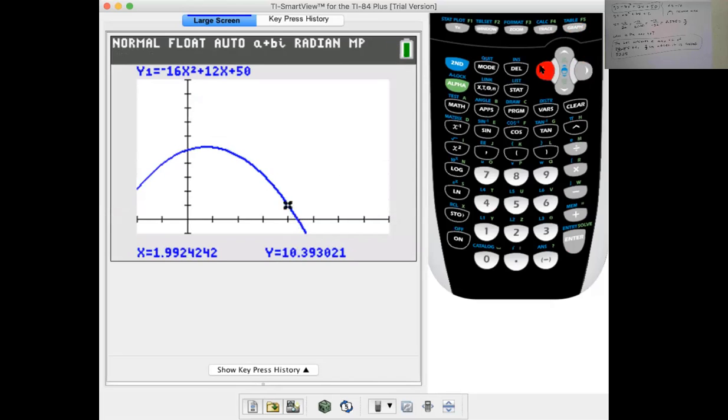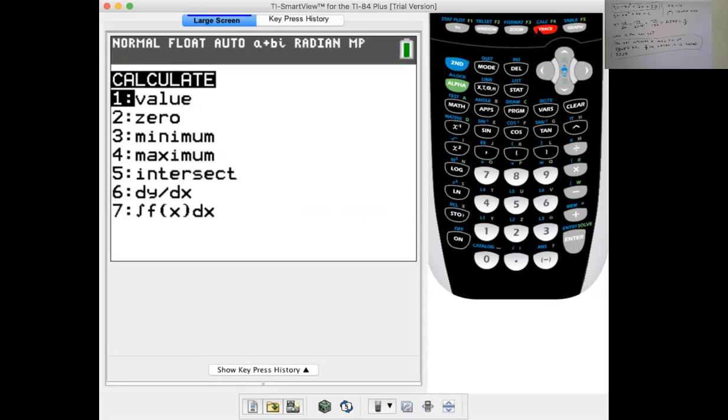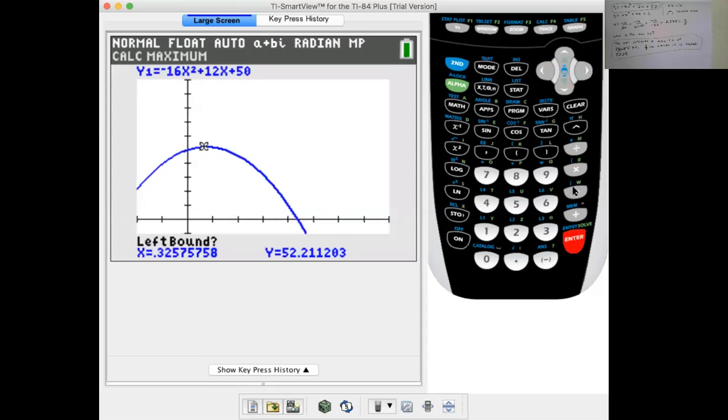How about the maximum? Where does the maximum occur? We'll move the man in the spaceship up here somewhere. Remember, we thought it was 3/8, 0.375. Is that about where you think it's going to hit its maximum? Well, let's try it. Second calc, maximum. We did our analysis, and we said 3/8 of a second is when it would hit its maximum of 52.25. Move it a little bit more to the left just to make sure. Left bound, right bound, guess. 0.375 basically, and 52.25, so that reinforces it.